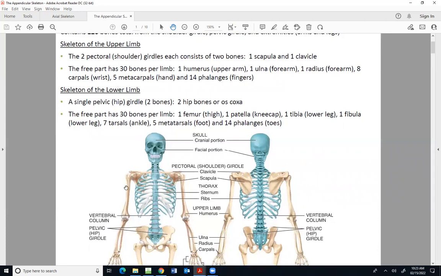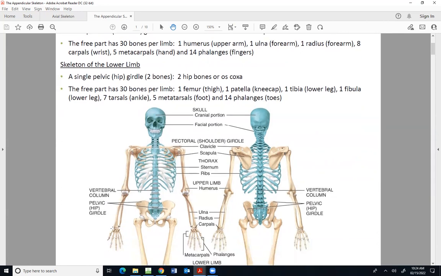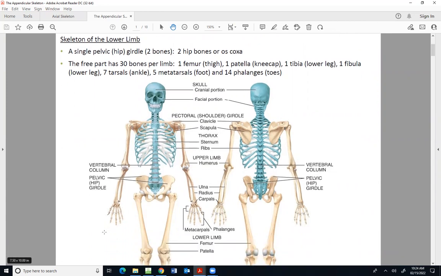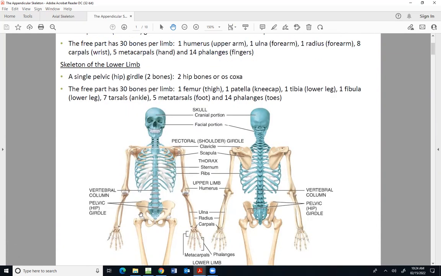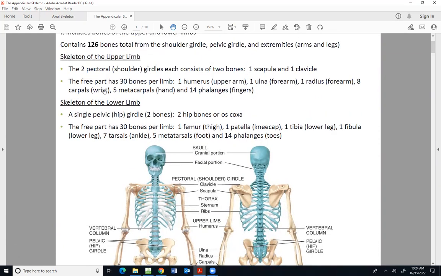The free part, so your arm, in other words, has 30 bones per arm. One humerus, which is the upper arm. Two forearm bones, the ulna and the radius. Then you have 8 carpal bones, those are the wrist. 5 metacarpals in your hand, and then 14 phalanges, which are the fingers. So there's 30 per arm.